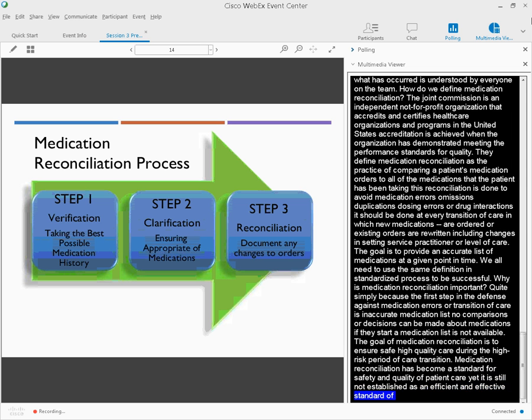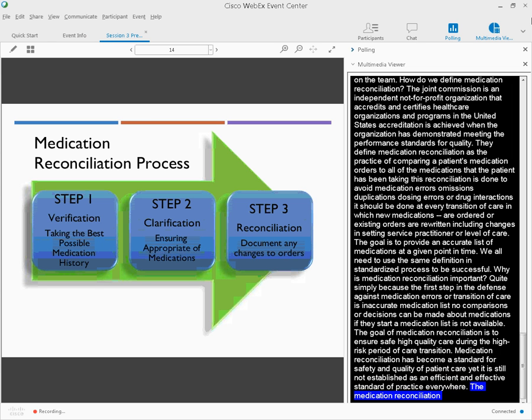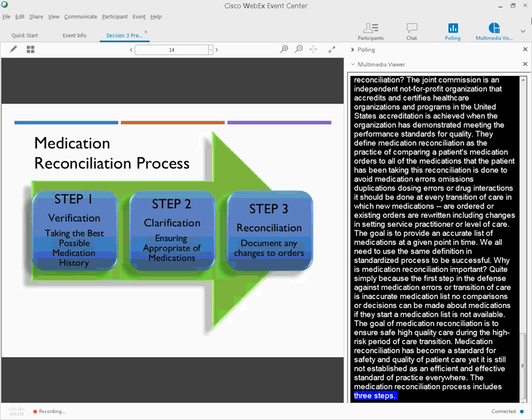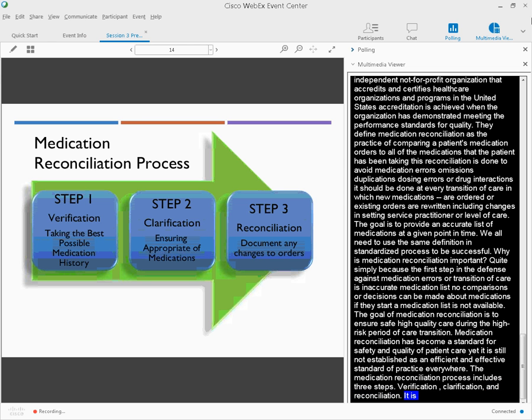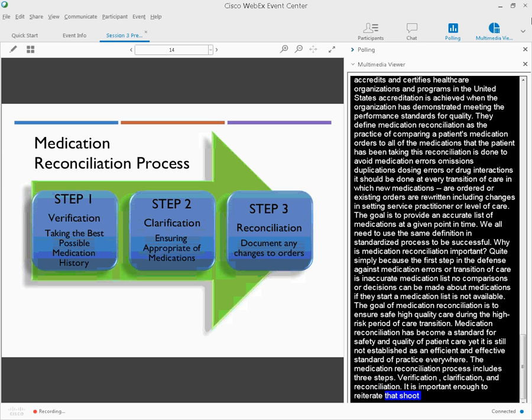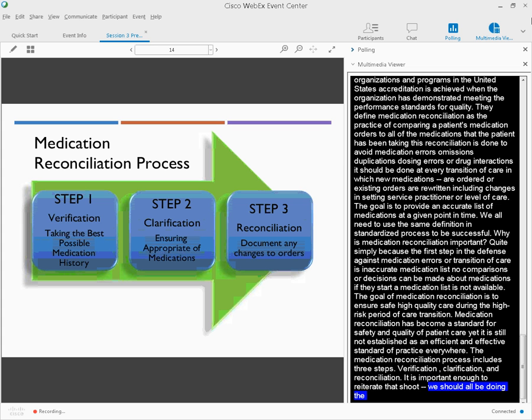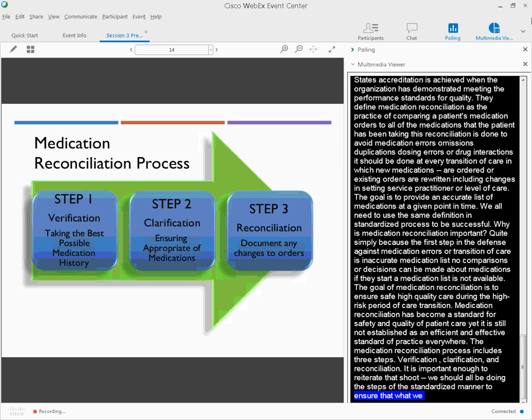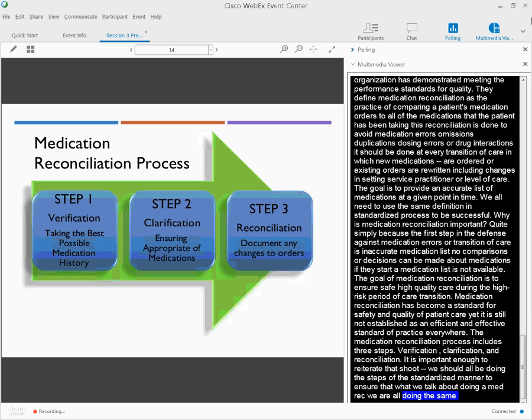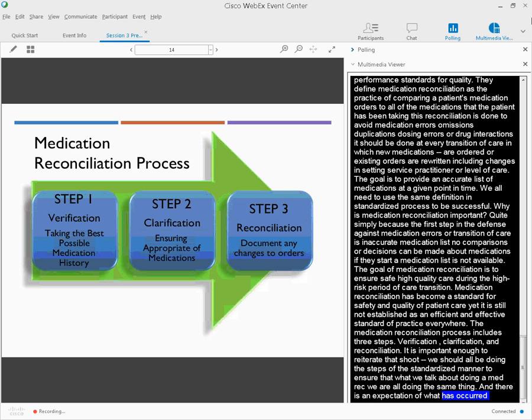The medication reconciliation process includes 3 steps. Verification, which is taking of the best possible medication history. Clarification, ensuring appropriateness of medications. And reconciliation. It is important enough to reiterate that we should all be doing these steps in a standardized manner to ensure that when we talk about doing a MedRec, we are all doing the same thing and there is an expectation of what has occurred. It is not about the tool you use to document, but it is all about the process.